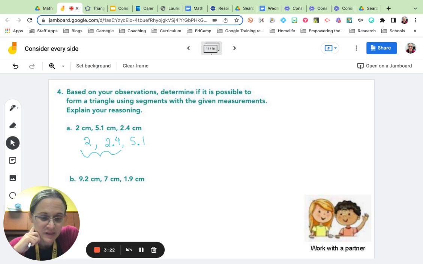Okay, I want you to pause the video, set a timer for 5 minutes, work with a partner, and while you're working, your teacher will be checking for understanding.